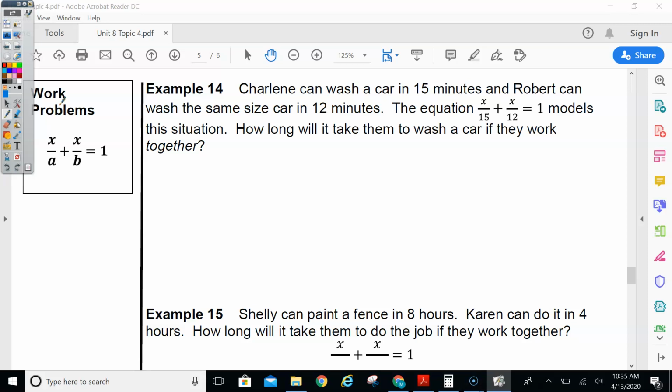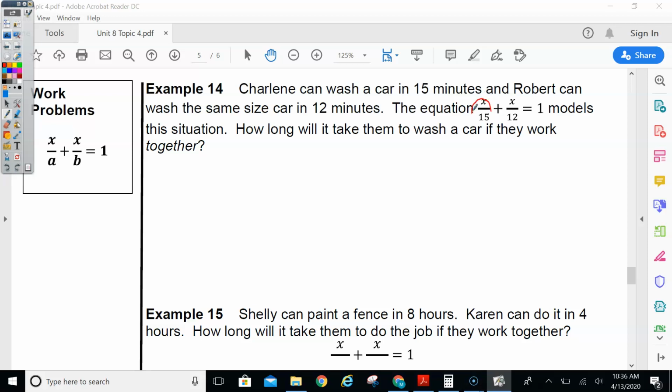Alright, so for the first example here, it says Charlene can wash a car in 15 minutes and Robert can wash the same size car in 12 minutes. This is the equation we're going to use, so we'll talk about how to get that set up. How long will it take them to wash the car if they work together?